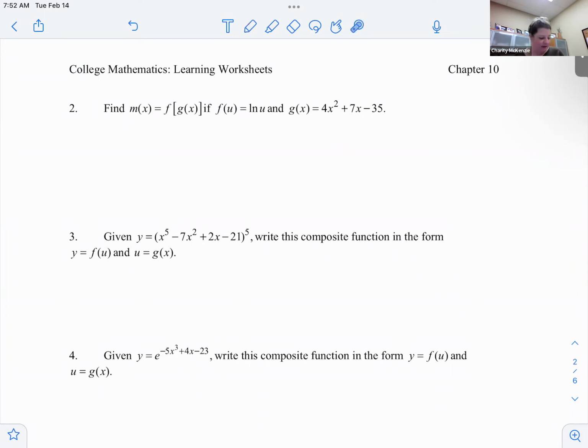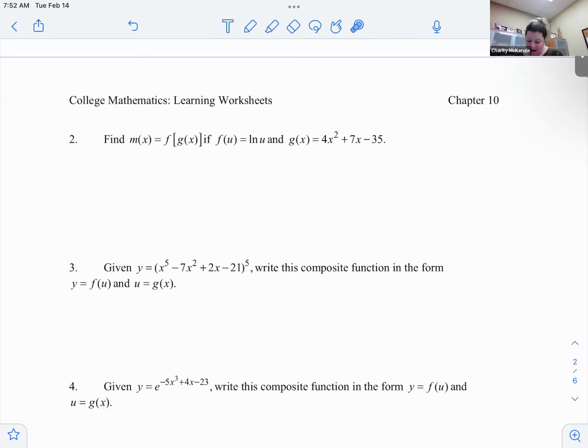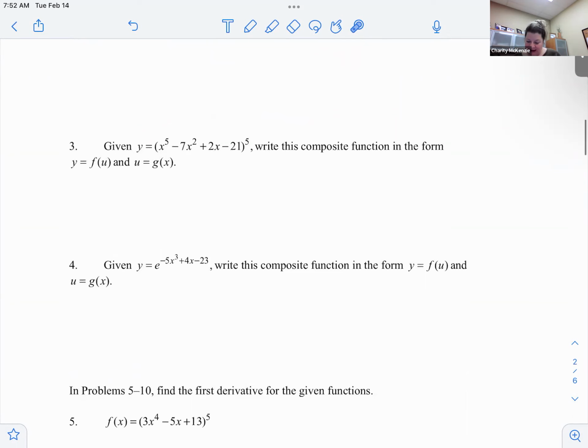Let's just talk about this. I don't know that we have to write it out, but what does this one want you to do? Find f of g, remember that's how we say this. So g, all of this is going to go inside this u. So it'll be log of all of that.